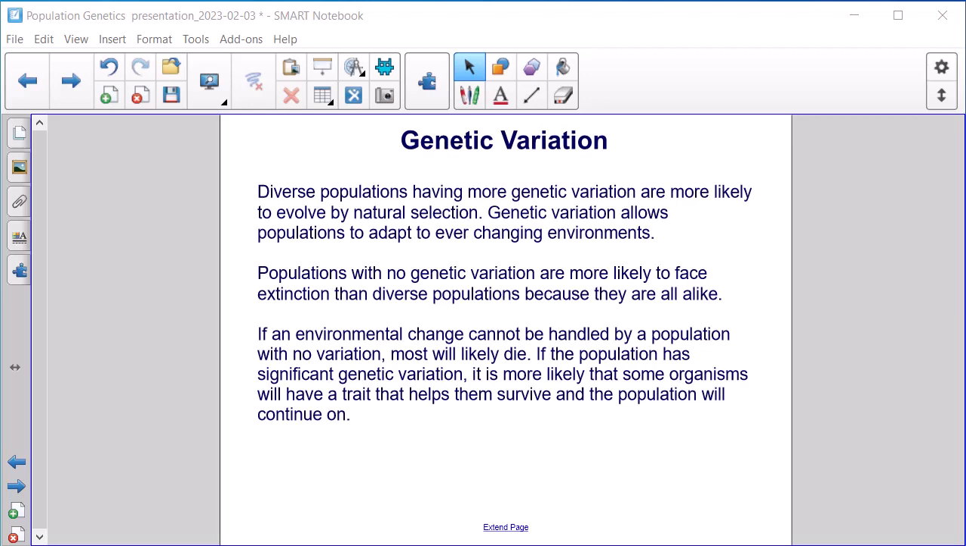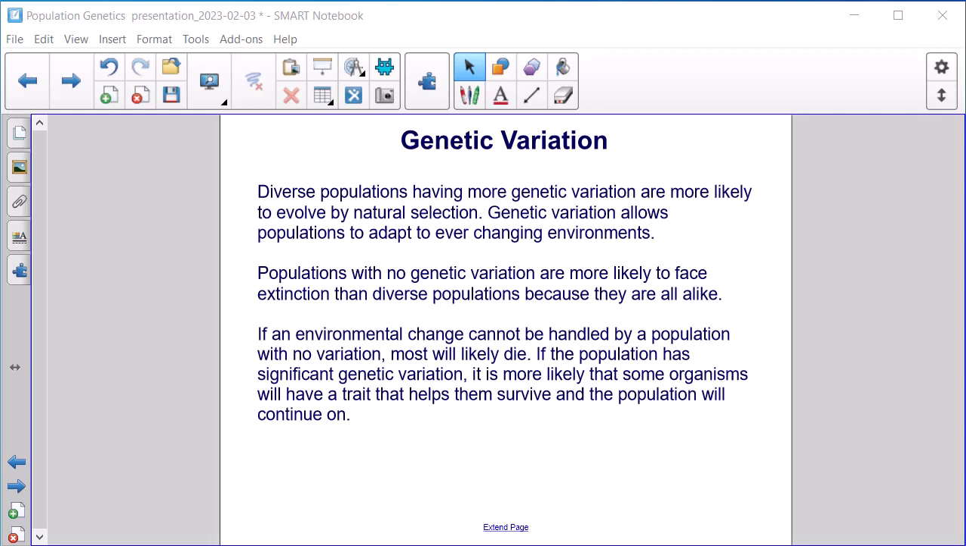Diverse populations having more genetic variation are more likely to evolve by natural selection. Genetic variation allows populations to adapt to ever-changing environments. Populations with no genetic variation are more likely to face extinction than diverse populations because they are all alike. If an environmental change cannot be handled by a population with no variation, most will likely die.